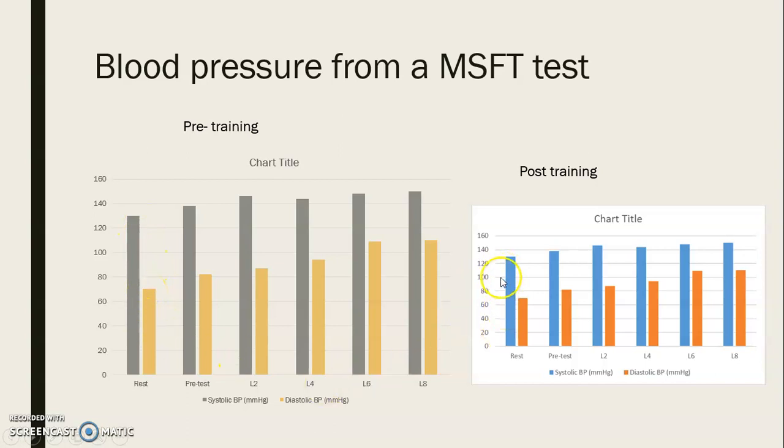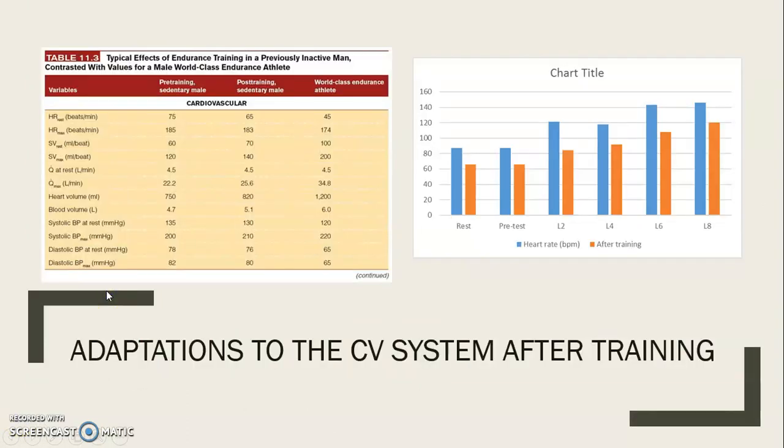However, after training we could expect the systolic blood pressure to decrease to around 120 to maybe 110, and also their diastolic pressure to decrease to maybe around 60. This will show adaptation as their heart has become stronger and is able to pump more blood around at a lower pressure. In addition to this, other vascular system adaptations will occur.